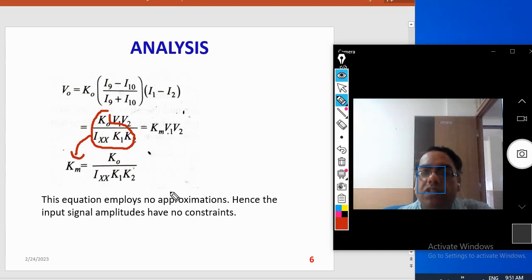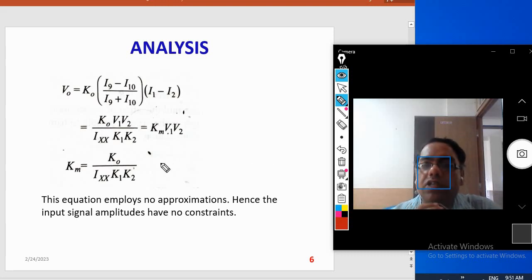So thus we see that the output voltage is proportional to the product of two voltages. Here the tan hyperbolic functions are not involved, and there is no approximation. So this relation is valid even for large values of voltages.